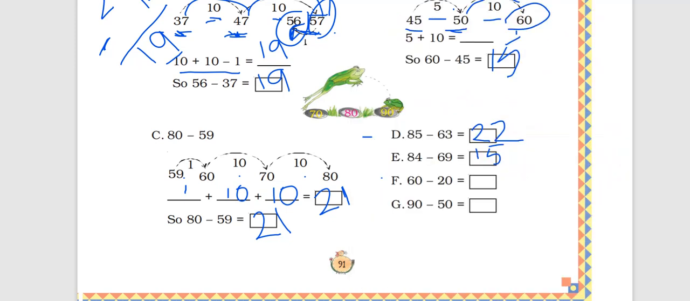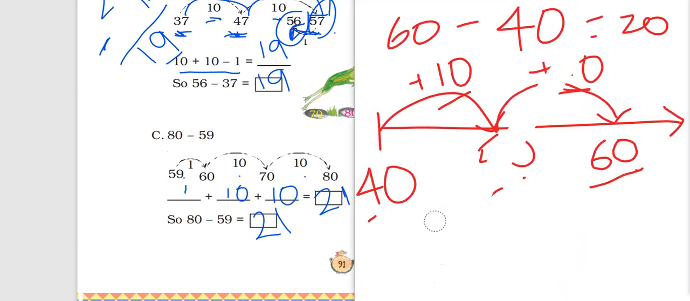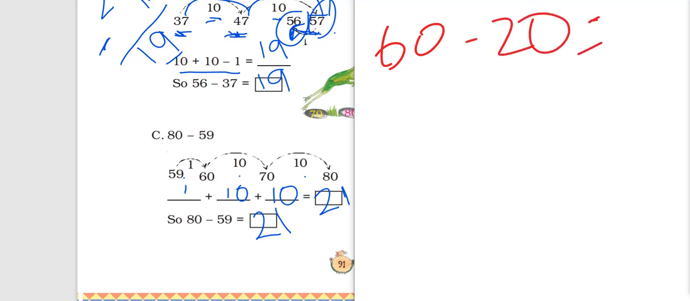60 minus, I'm sorry guys, I think I messed up. I took the wrong problem, right? They asked for 60 minus 20. I apologize. I took the wrong problem. 60 minus 20. I did 60 minus 40. Okay, anyways, let's do it again.